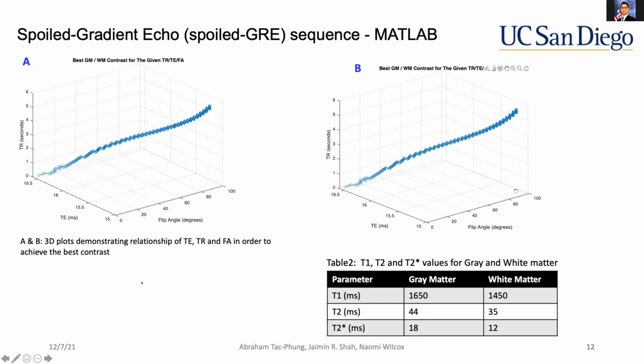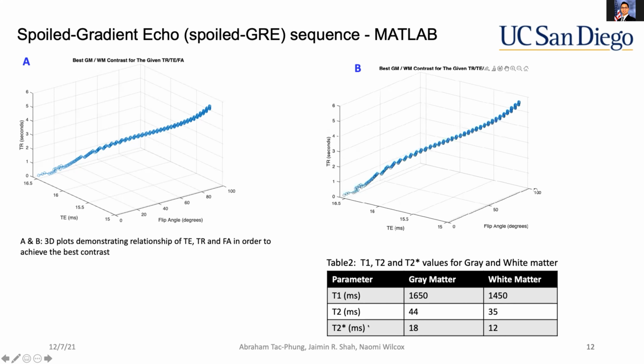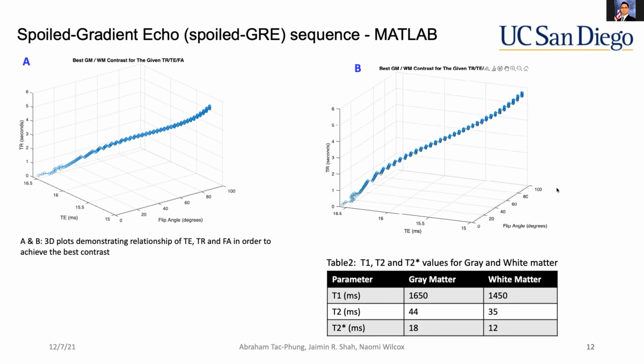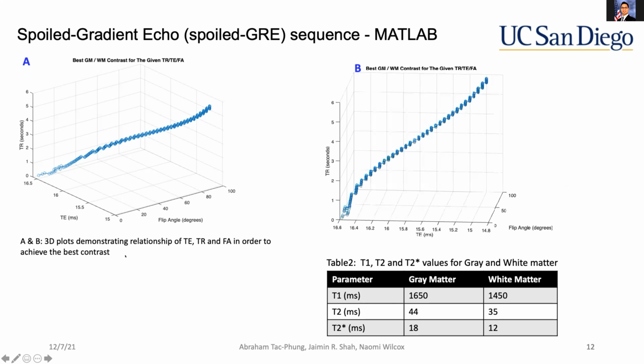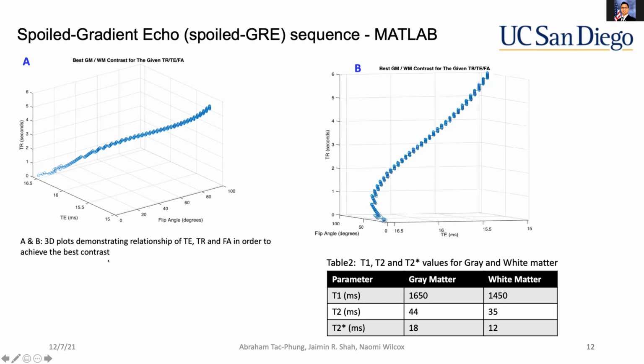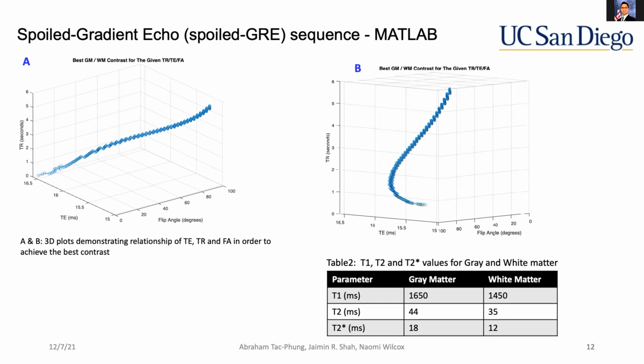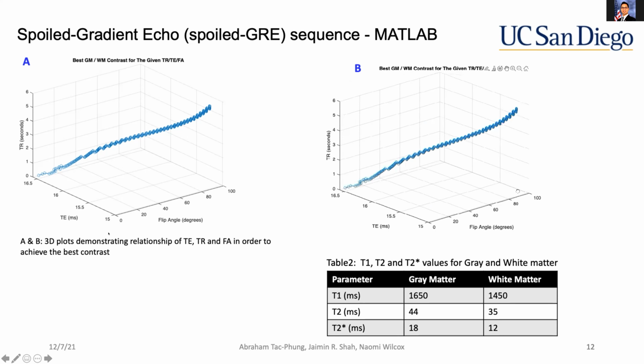This is the Matlab exercise that we performed, and over here it's a 3D plot. We used the T1, T2, and T2 star values from the literature for the gray matter and the white matter of the brain. Then we did the three-way relationship between the echo time, the TR, and the flip angle. What this plot is showing is that in order to achieve the best gray matter, white matter contrast, you need a certain TR, a certain TE, and a certain flip angle. That's a three-way relationship. Just to give one example, at this particular TE and TR, at this point, the flip angle is 46.13.